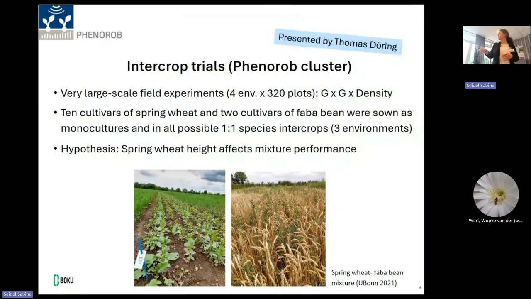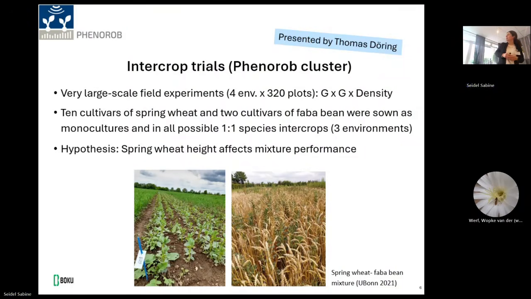And then we had a strong hypothesis at that time. I have to say that it was a full mixture. You can see here the images where we grew them in rows with 21 centimeters of distance, and they were fully mixed. The hypothesis was that the spring wheat height affects the mixture performance. So the taller the spring wheat, the more suppressed the faba bean. That was our hypothesis, and this is why we chose 10 cultivars of spring wheat with ideally, which never works out, as you know, decreasing height. And of the 2 faba bean cultivars, one was supposed to be a bit taller than the other one, which was in the end also not so super. The difference was not so much.